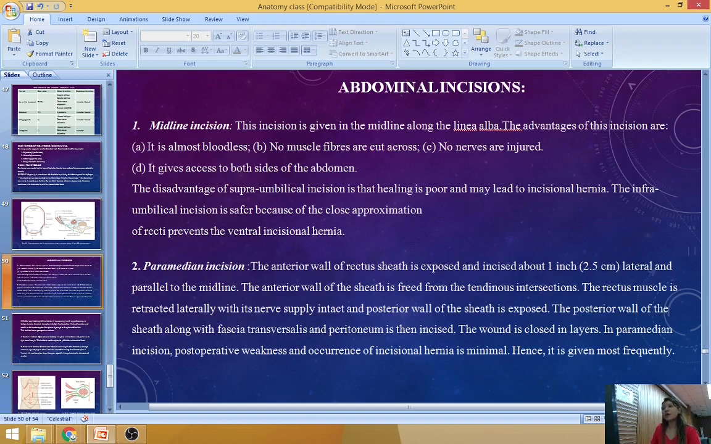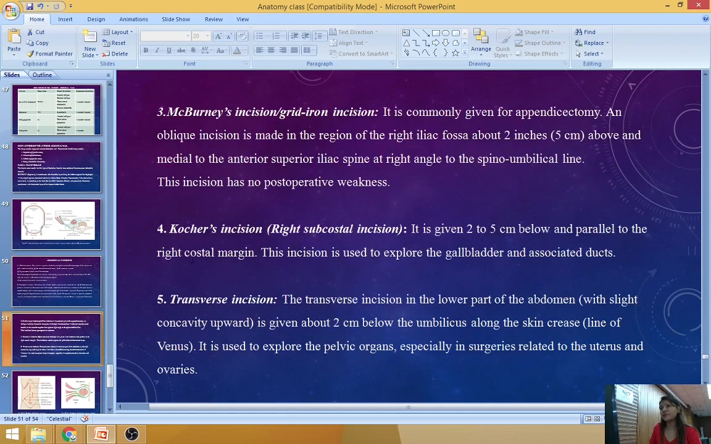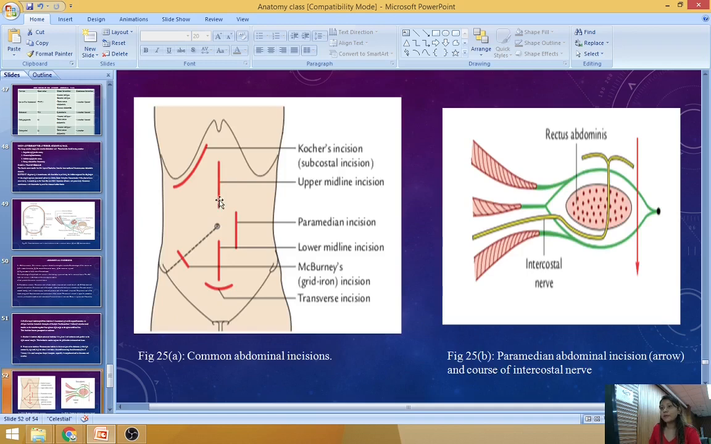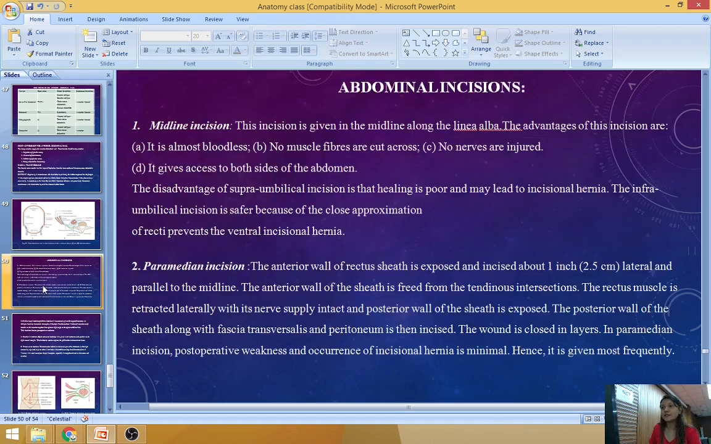Now we come to the abdominal incision. We have midline incision, pyramidal incision, McBurney's incision, Kocher's incision and transverse incision. Midline incision is given in the midline along the linea alba. An advantage is that it is mostly bloodless, there are no muscle fibers and no nerves are injured, and it gives access to both sides of the abdomen. So this is the upper midline and this is the lower midline incision. Okay, this is the midline incision.